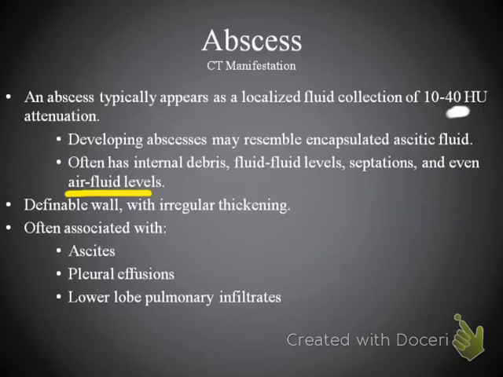And we also see that abscesses are often associated with ascites, pleural effusions, and lower lobe pulmonary infiltrates. And so if we see any of these things, then it's still possible that we could see an abscess as well. So keep that in mind, but also keep that we're looking for around 40 Hounsfield units for the measurements, and we're looking for air fluid levels, or another thing that we are looking for is septations. And so you're going to see probably a lot of your abscesses actually bear this out.